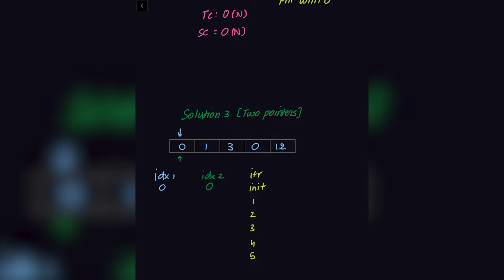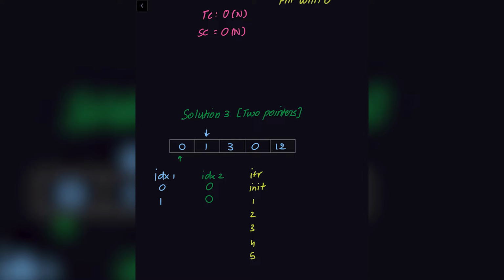So on the first iteration, the check that we have is the current element that IDX1 is pointing to, is it 0 or not? If it is 0, we do nothing. If it is non-zero, then we move it to where IDX2 is pointing. So in the first iteration, the value at IDX1 is 0. So we do absolutely nothing here. So at the end of the iteration, IDX1 moves to the next index, but IDX2 remains exactly where it is.